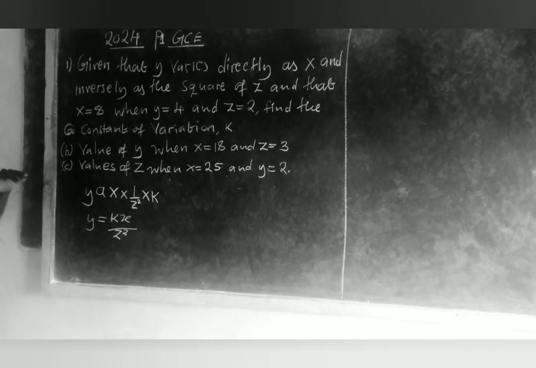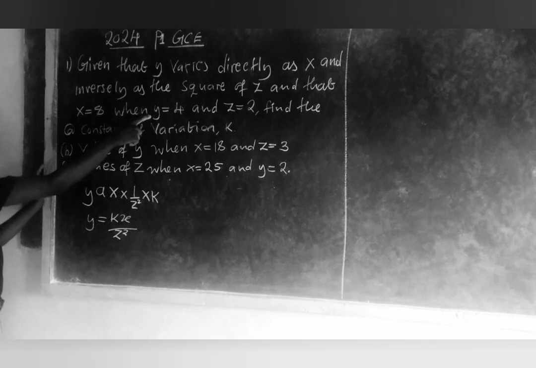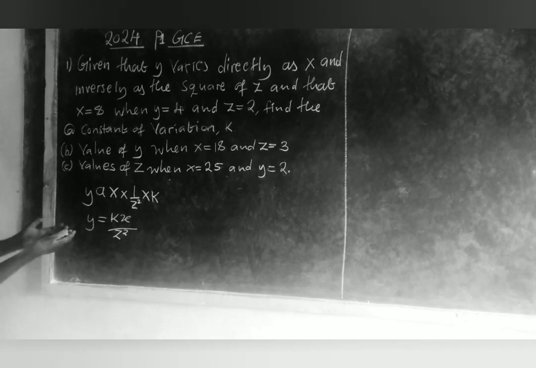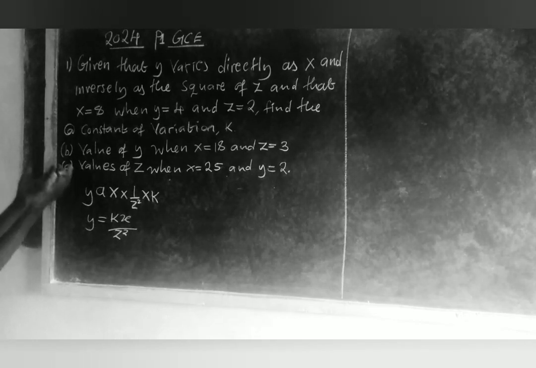Now we can come and find the constant of variation. The constant of variation, in this case, we are simply referring to k. Now, how do we find the constant of variation? We just have to use the data which we have been given at the onset: the value of x is equal to 8, the value of y is equal to 4, and the value of z is equal to 2. Where there is y, where there is x, where there is z, we are going to replace with these digits.